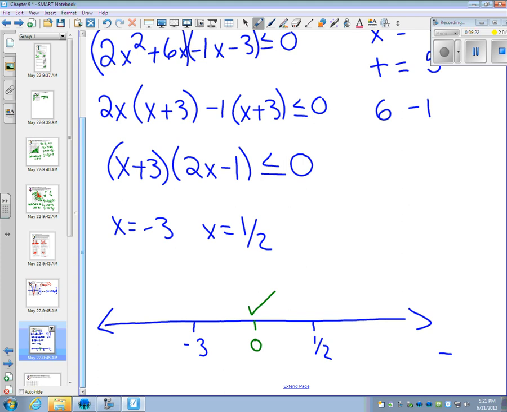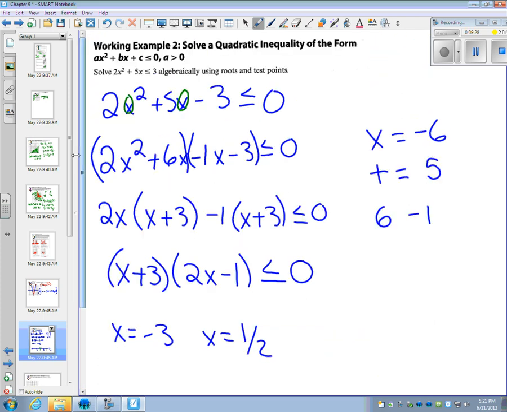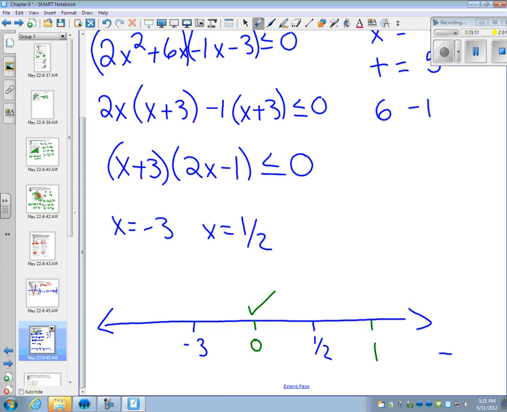I still have to do a test point on this part, so something bigger than 1/2. Let's try 1, and let's put that in our original inequality. 2 times 1 squared, so 2 times 1 plus 5 times 1 minus 3. Is that less than or equal to 0? 2 plus 5 is 7, minus 3. 7 minus 3 is 4. Is 4 less than or equal to 0? No. So we're not talking about this region.